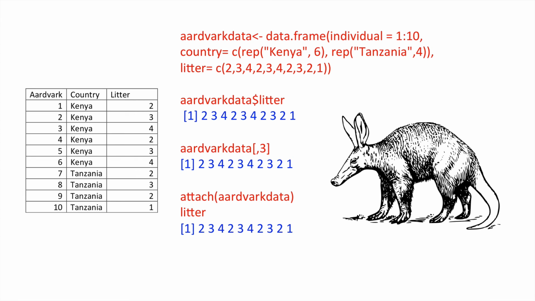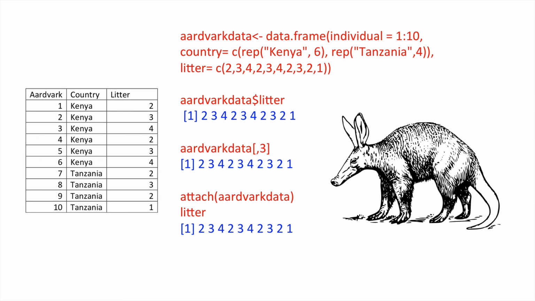In R, there's many ways to do the same thing, and finally, here is a way we can attach the aardvark data such that when we refer to variable names within the aardvark data, we don't need to say where they've been derived from, because that data has already been attached. So once attaching aardvark data, we can simply say litter, and it would give us that data listed out here.